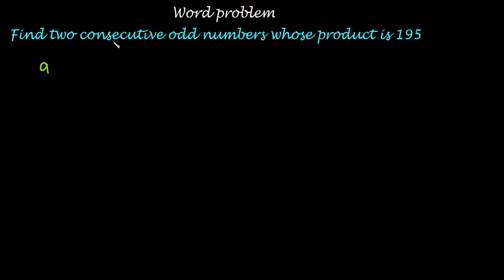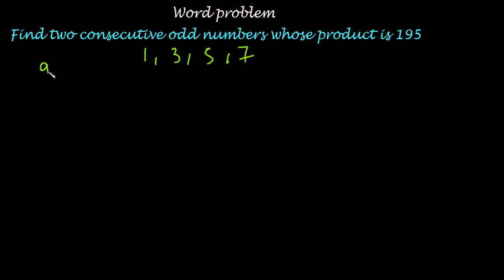But let's take a look. What are odd numbers first? Let's start from that. When you have odd numbers, 1, 3, 5, 7, these are examples of odd numbers. But what do we see here? We see that the difference between 3 and 1 is 2. The difference between 5 and 3 is 2. The difference between 7 and 5 is 2. So the difference between two consecutive odd numbers is 2.